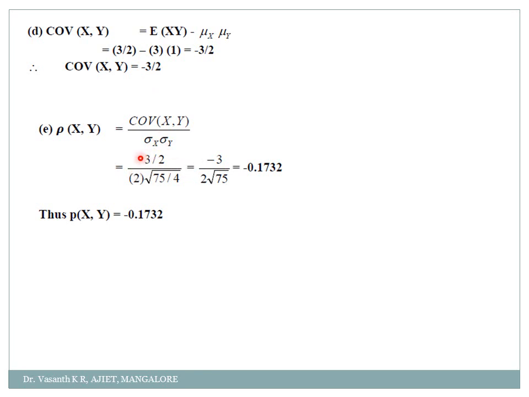So it is simply minus 3 by 2. There is a minus sign which is missed here. So minus 3 by 2 divided by sigma x. How much is sigma x? Root 2. And sigma y was root of 75 by 4. You calculate this, you will get it as minus 0.1732. Got it? So rho of xy is simply minus 0.1732.